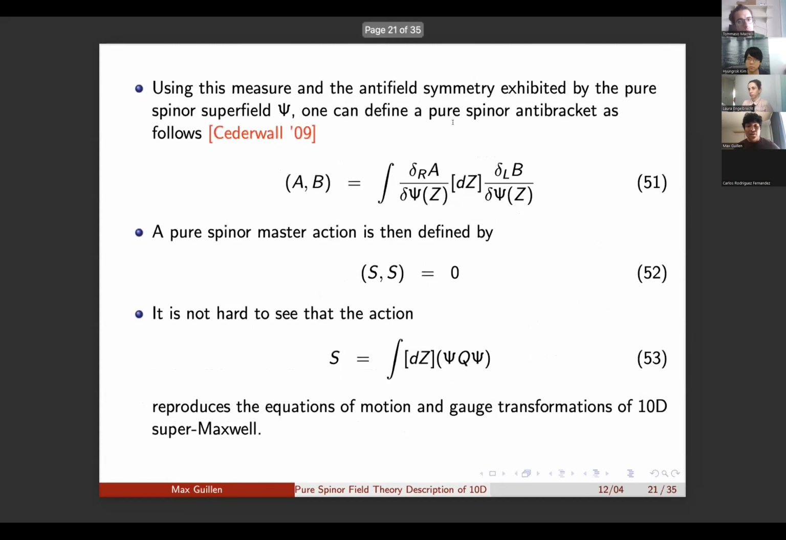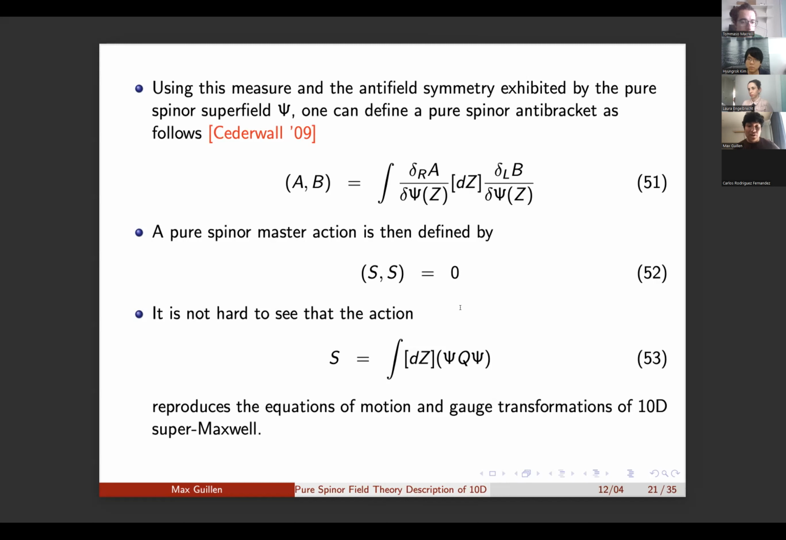Okay. Good. So now, by using the antifield symmetry present in the pure spinor superfields, we can define the anti-bracket in pure spinor superspace in the usual way, like we do, for instance, in the antifield formalism, right? And then we can define the master action, like in equation 52. Okay, and when we do that, we basically see that the simplest action that we can construct is given by equation 53, and we can find that this equation describes the equation of motion and gauge transformation of 10-dimensional super Maxwell. So now the question is, how about the non-abelian generalization of this equation?